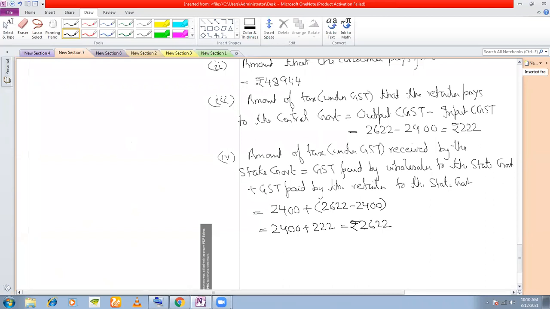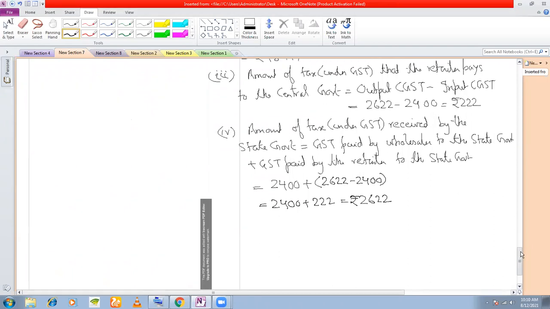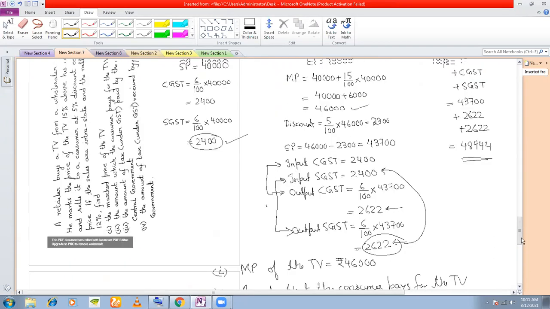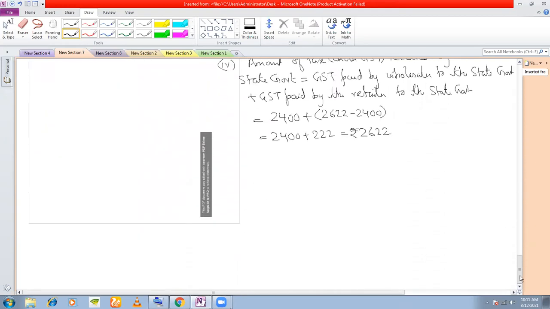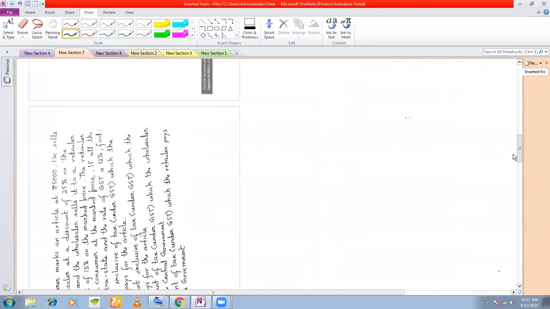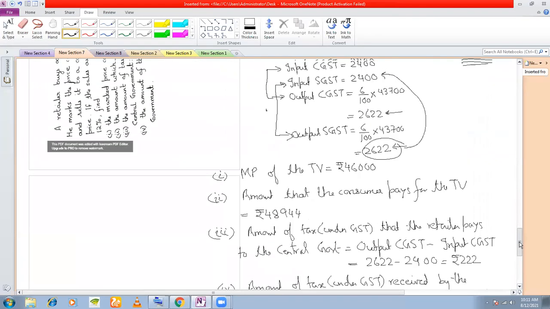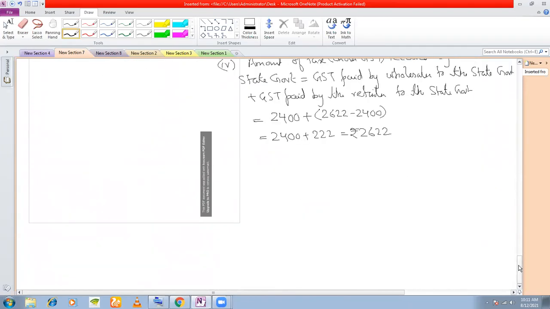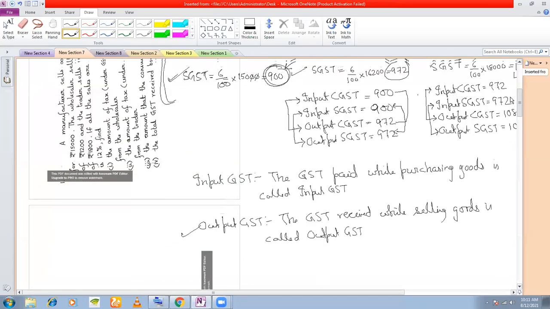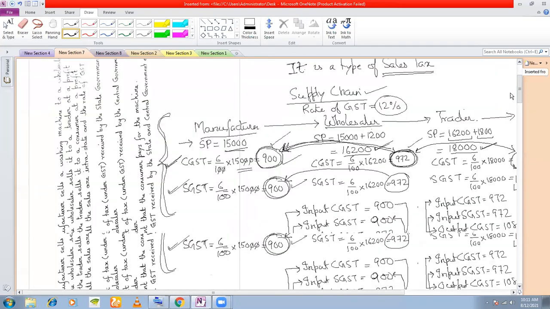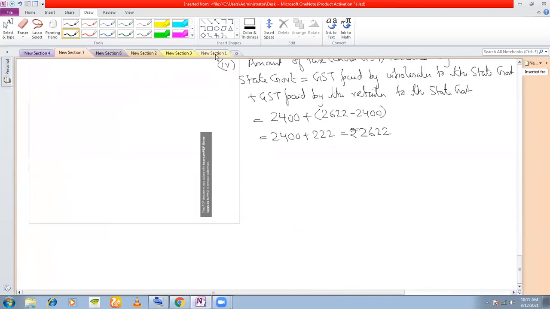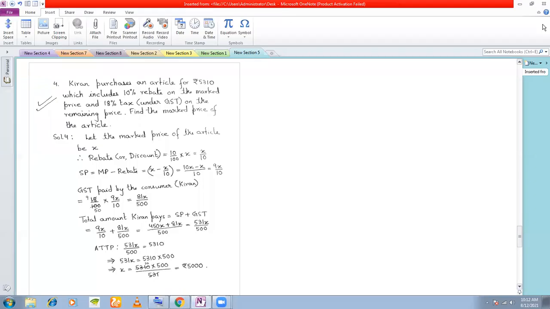Clear? Or any question you have on the calculation? No question? Okay. So this is now one more problem I think I had given to you. Is not there here, I think. Okay. This is not there. Let me see if I can find that problem. This problem can be categorized as an easy problem on GST.